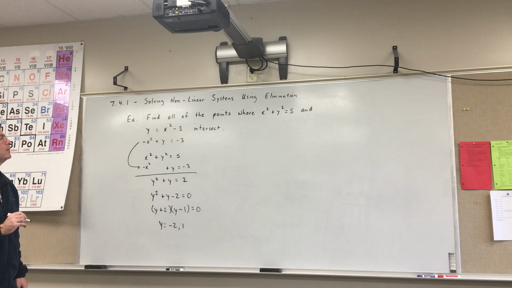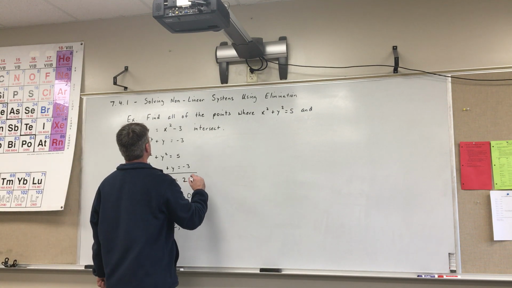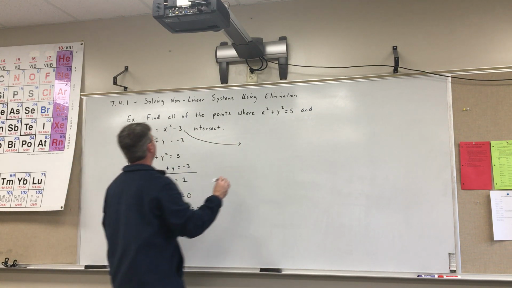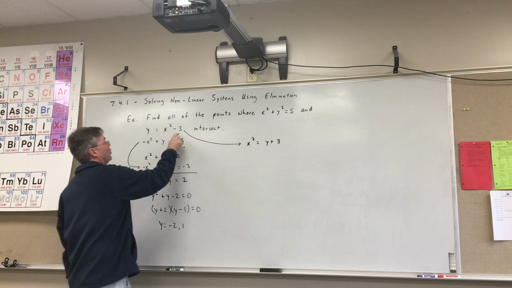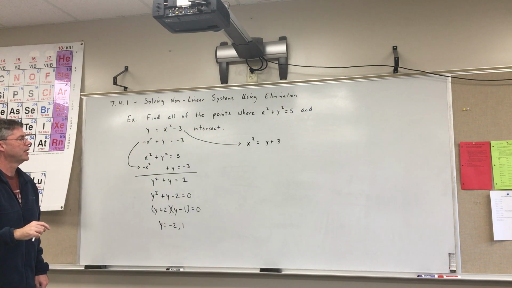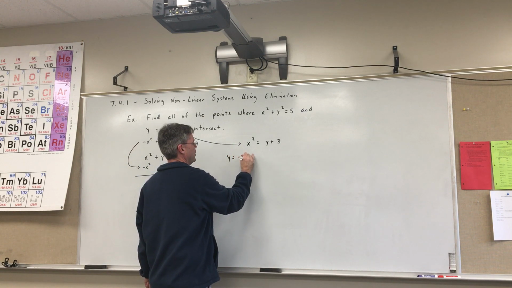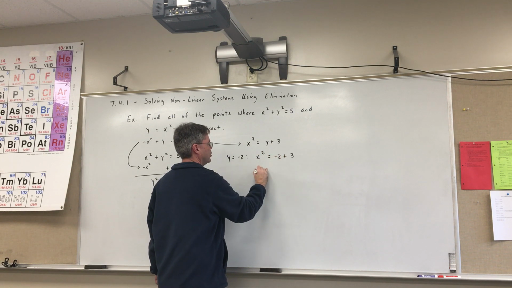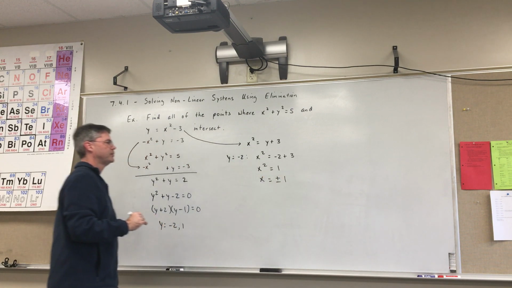All right, it's pretty easy now to solve for x. Okay, I'm just going to take this equation, rewrite it as x squared is equal to y plus 3. So just pull the 3 over to the left. And now we're going to substitute in when y is equal to negative 2, x squared is equal to negative 2 plus 3. So x squared is equal to 1. X is equal to plus or minus 1.